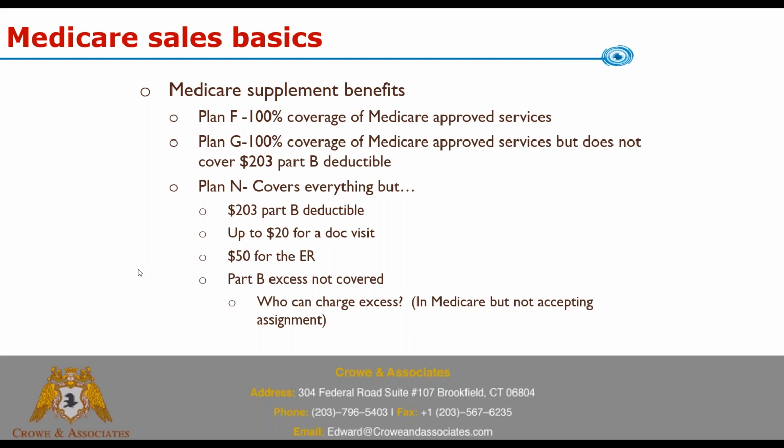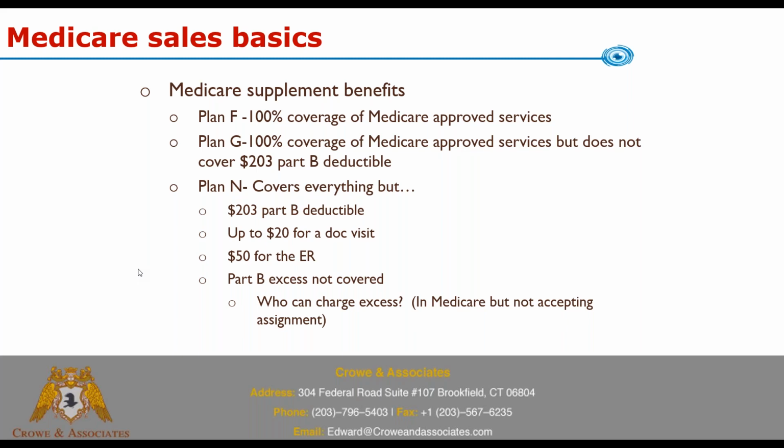G is very similar to F. A Plan G supplement simply says, we're just like Plan F, except we don't cover the Part B deductible. So on a Plan G, a person would pay their annual $203 Part B deductible, and then G covers in full just like a Plan F does. Plan N is probably the most popular supplement that we see out there that sells.